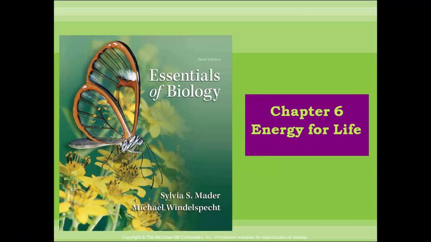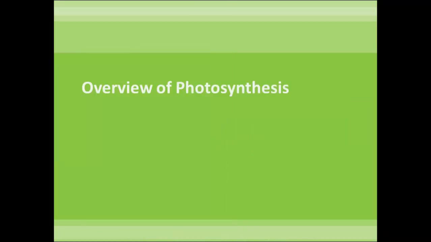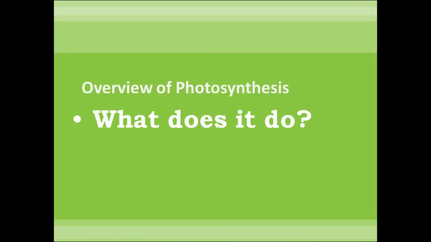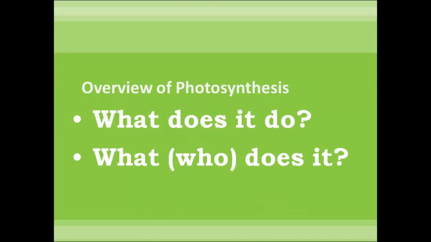Chapter 6 is on photosynthesis, which is often challenging for students. You may need to read this chapter twice for sure, as well as watch the video several times until you truly understand the process. This first video is on the overview of photosynthesis. What does it do, and what or who does it?